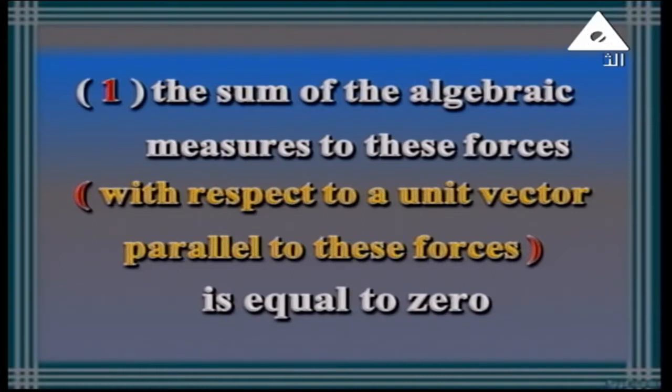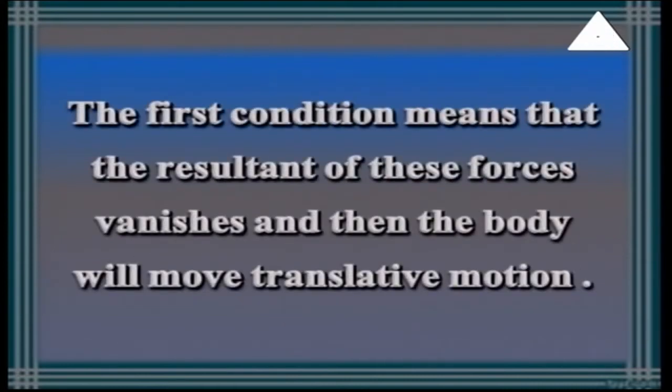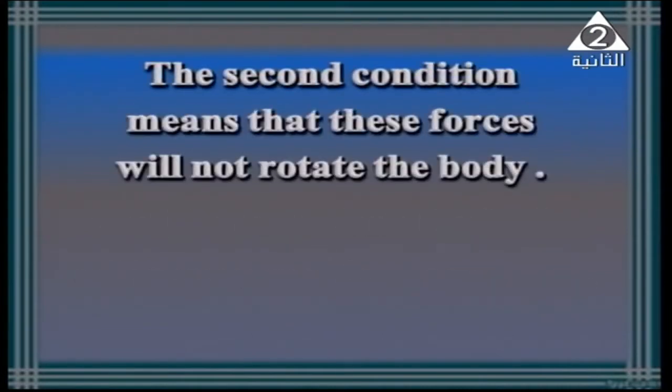This is number 1. Number 2, the sum of the algebraic measures of the moments of these forces about any point in their plane is also equal to 0. My dear students, the first condition means that the resultant of these forces vanishes, and then the body will not move in translational motion. The second condition means that these forces will not rotate the body.